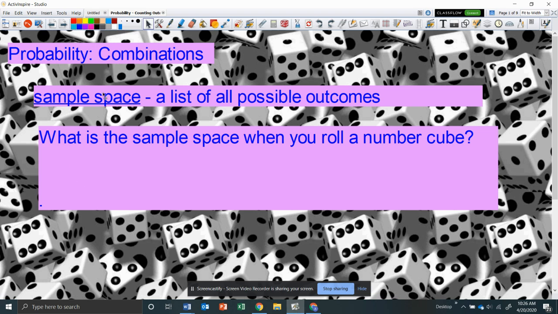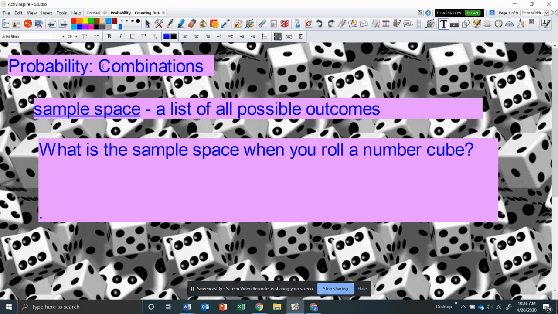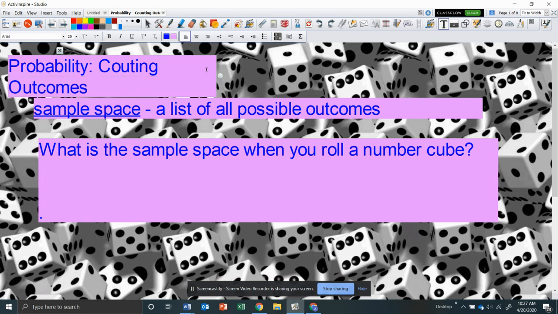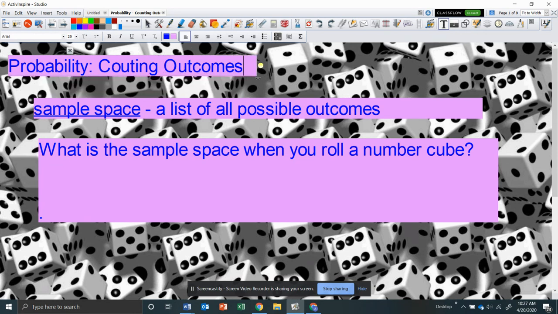Okay, today we are going to be talking about probability, and we're going to be talking about combinations of things that happen in probability. And I think actually instead of calling this combinations, I'm going to call it counting outcomes. I'm going to change that just a little bit.